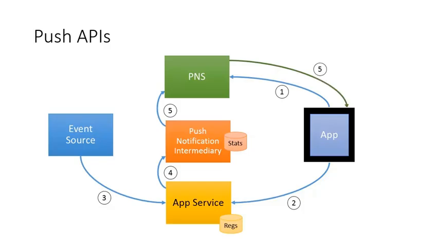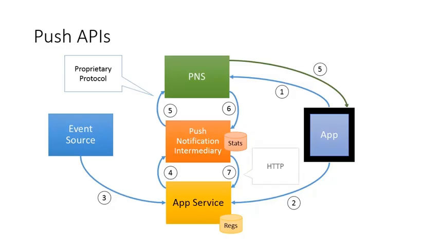The notifications are being delivered in that step, and if errors occur, they are reported back to the notification intermediary, which will also note successes and failures in statistics. And then ultimately, the failures are going to be reported back to the application service, which can take the failed deliveries out of the registration database. So we have a proprietary protocol up on top, and we now have a standardized HTTP API at the bottom, which makes it easier for the application service to push notifications if it's written in a language or on a platform that prefers HTTP interactions.